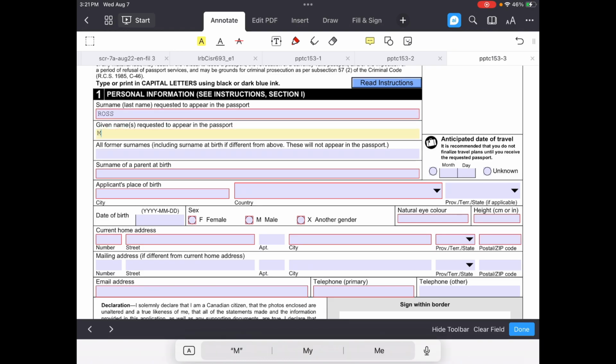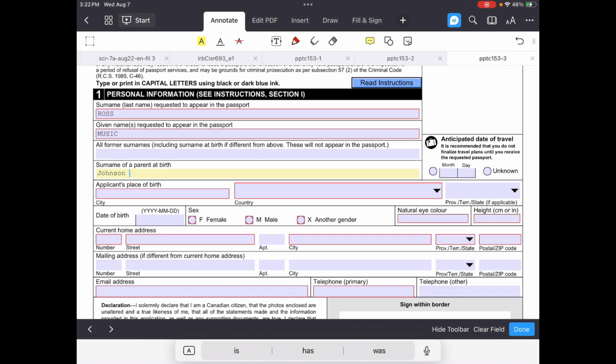I'm just going to say Music. If you've ever had any other family names, this is where you want to state them. If you've never had any other family name, just leave this part blank and move on to the next question, which is surname of a parent at birth. For this question, I recommend including your mother's surname at birth. So we're just going to say Johnson, mother's surname at birth.